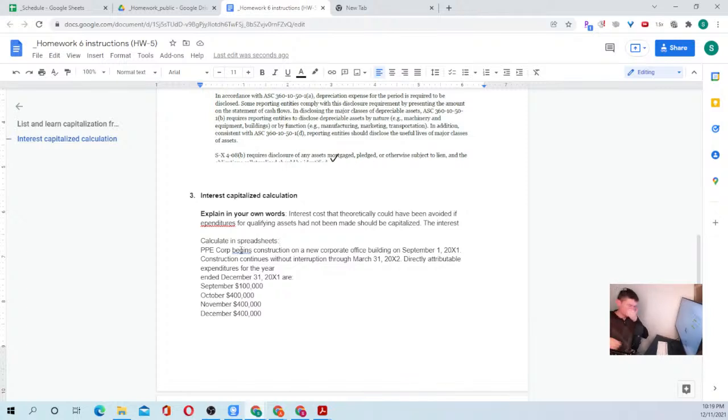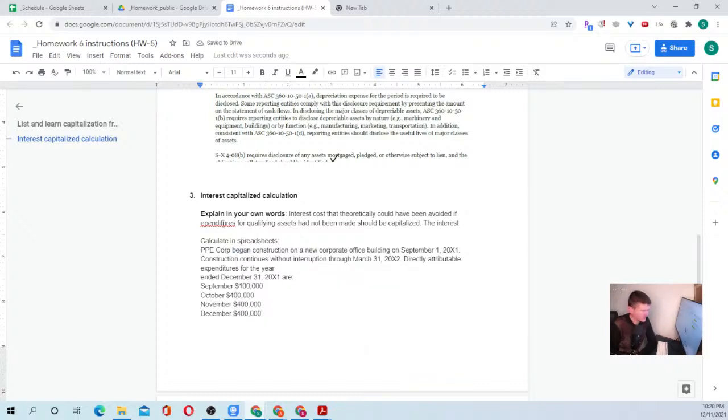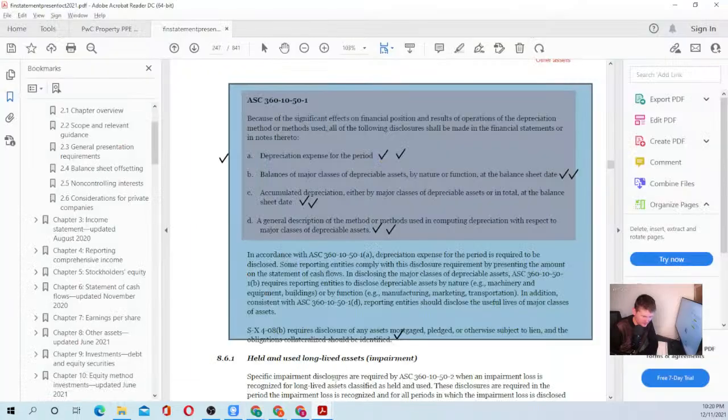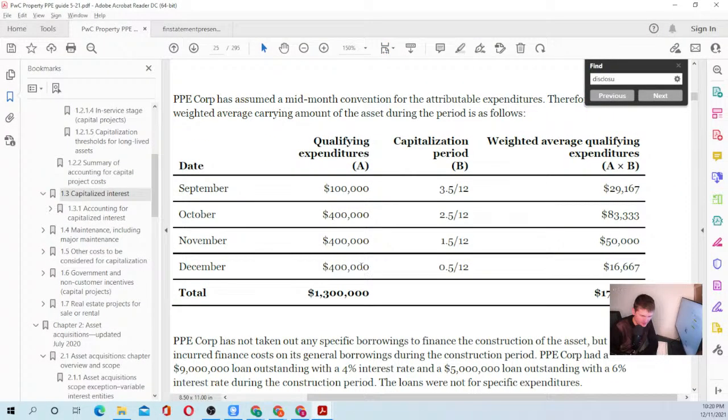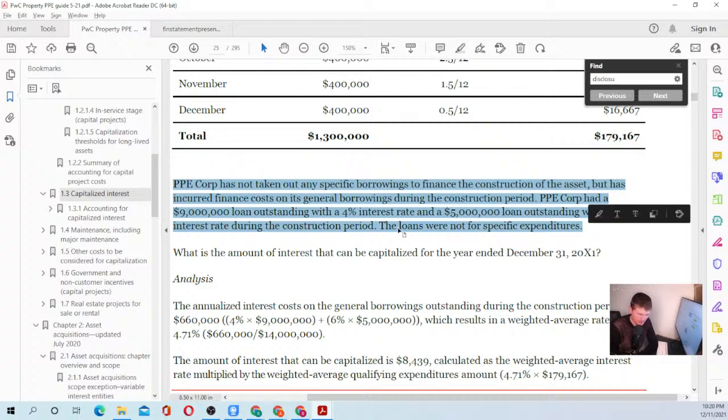I'm sorry, I shouldn't probably do that near the microphone, but I'm a bit lazy and it's almost 10:30 p.m. So our interest capitalization calculation will be based on the example in the guidance, and you can either use the approach in the guidance, assuming you know what you are doing, assuming you understand what they do.